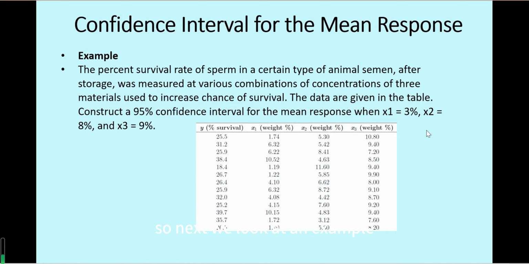So next we look at an example. This example is for the percent survival rate of sperm in a certain type of animal, after storage, measured at combinations of concentration of 3 variables. So this table lists the y value and x1, x2, and x3. And the question is, construct a 95% confidence interval for the mean response when we know these 3 independent variables.